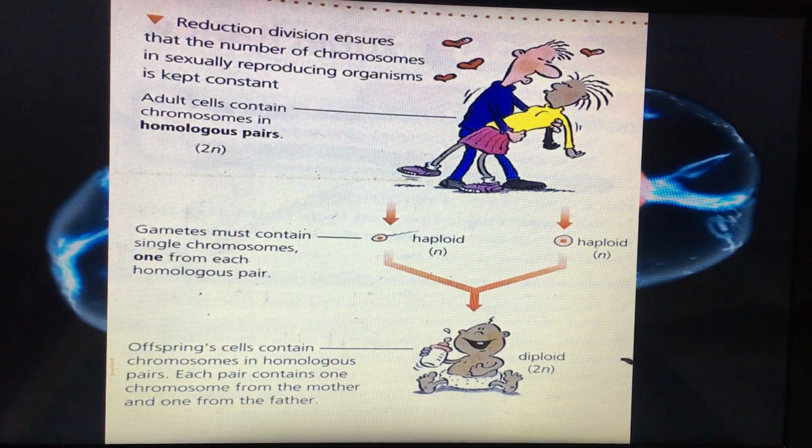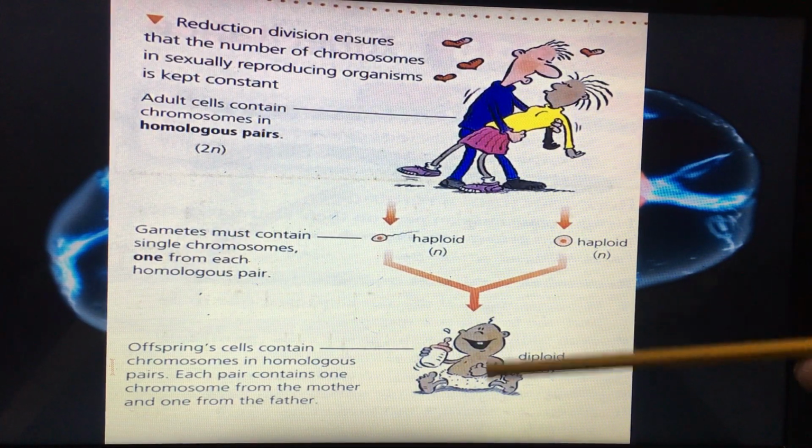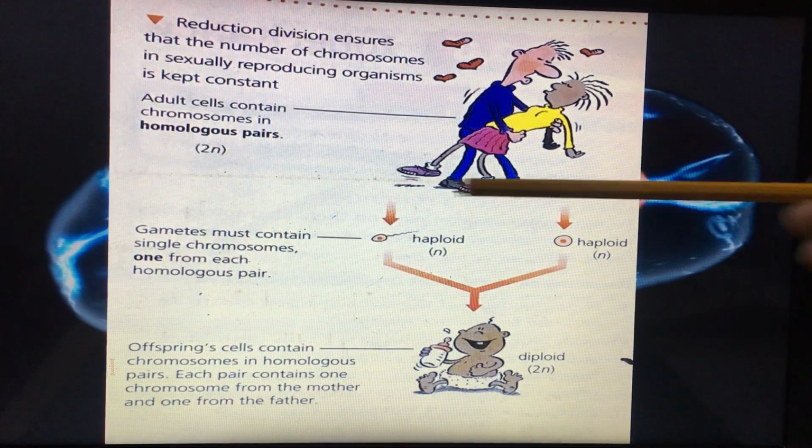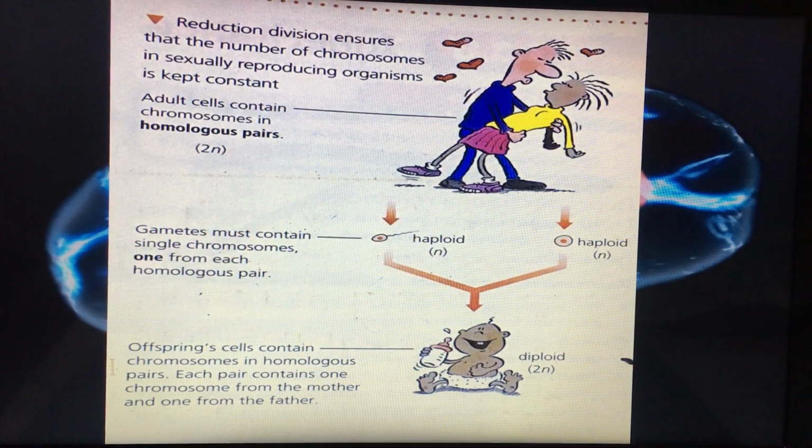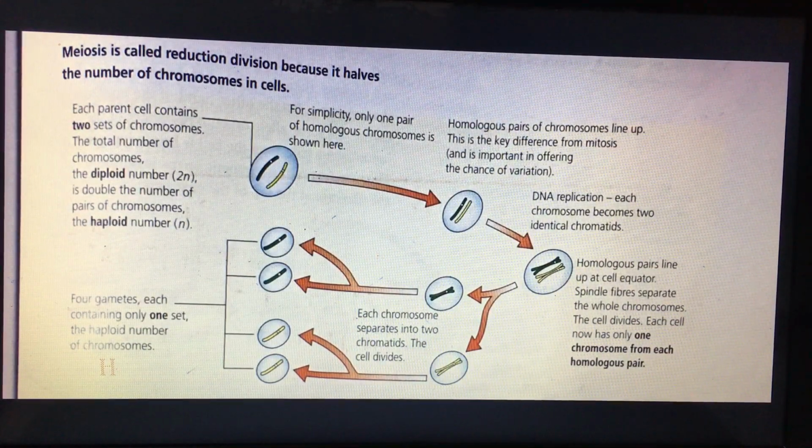So here we have offspring, and the offspring cells contain chromosomes in homologous pairs. Homologous pairs means they have the diploid number of chromosomes. Each pair contains 1 chromosome from the mother and 1 from the father. So we have diploid. They were 2 haploids. The first haploid from the mother and the second haploid from the father. Okay? Now, let's understand the division in meiosis.